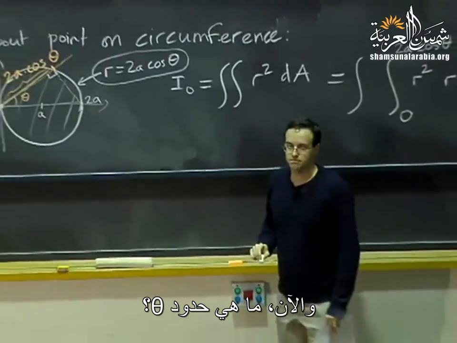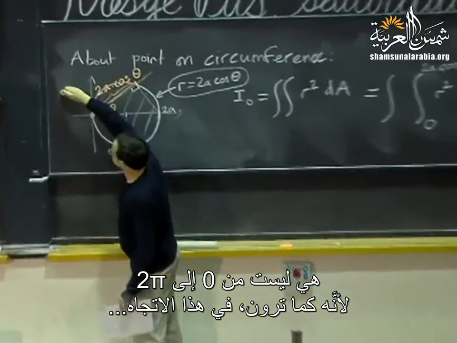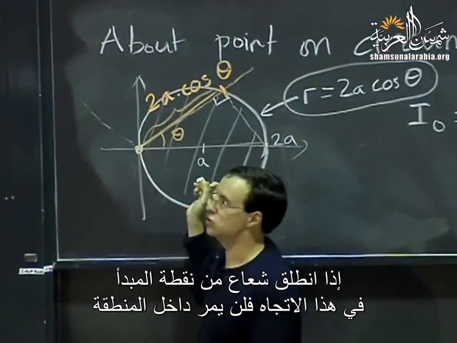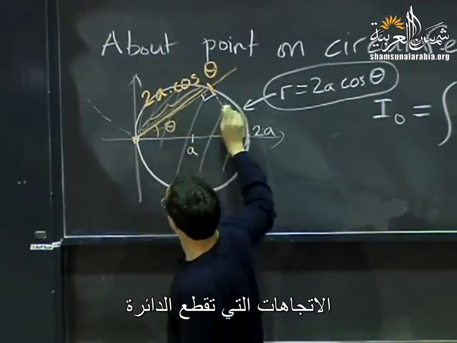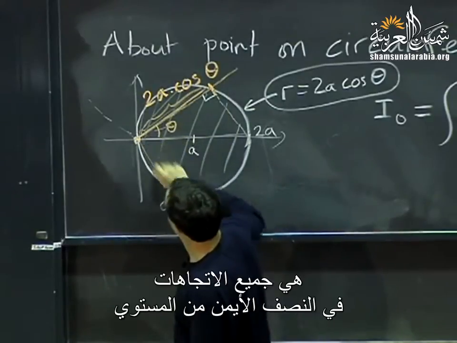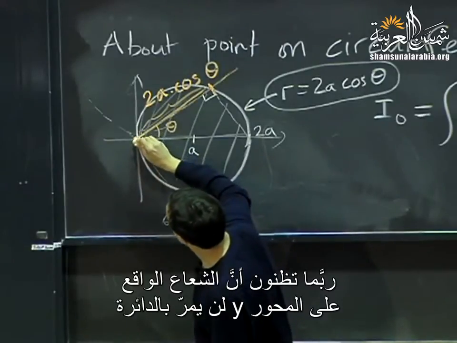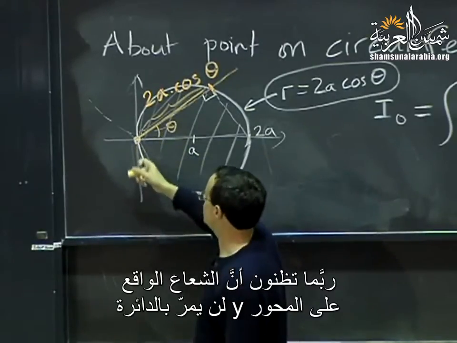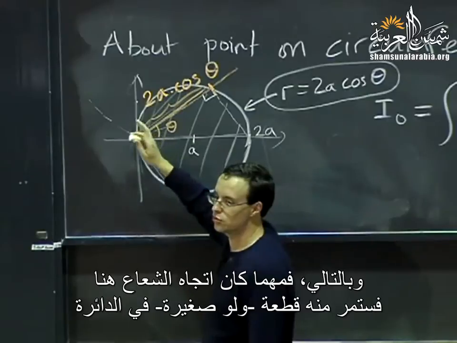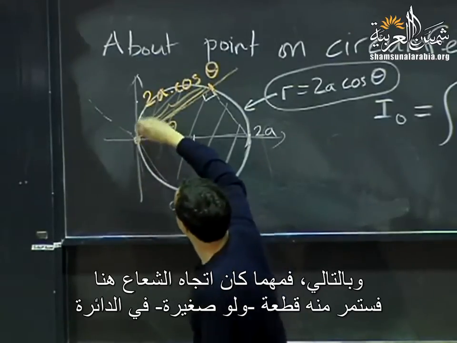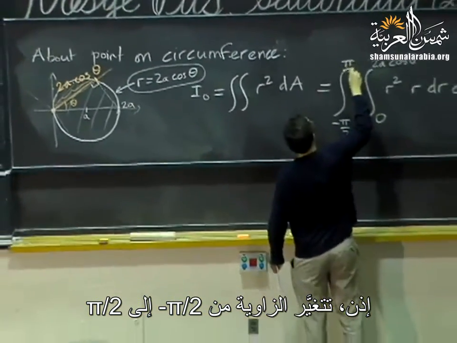Now, what are the bounds for theta? It's not quite 0 to 2 pi because actually, you see, if I shoot a ray in this direction, I will never meet my region. So I have to actually think a bit more. Well, the directions in which I will actually hit my circle are all the directions in the right half of the plane. Of course, if I shoot very close to the axis, you might think, oh, I won't be in there, but actually that's not true because here the circle is tangent to the axis. So really, no matter which direction I take, I will still have a little tiny piece. So the angle actually goes from minus pi over 2 to pi over 2.